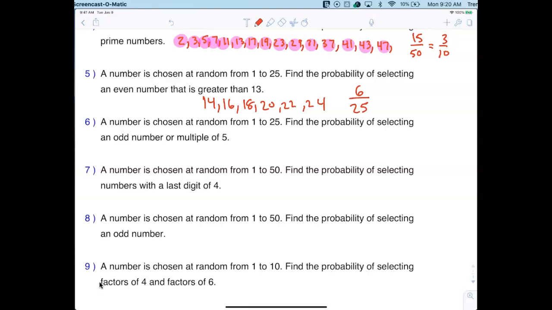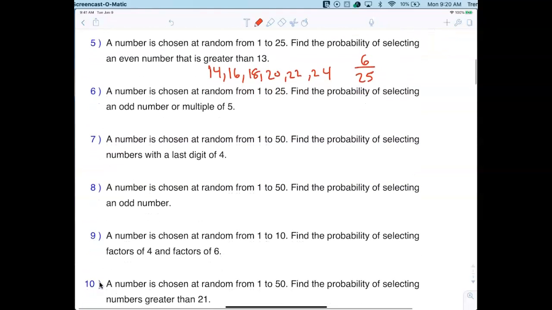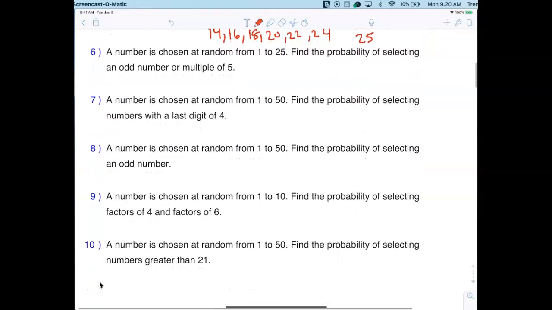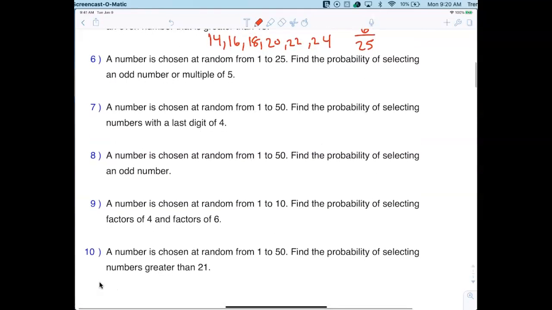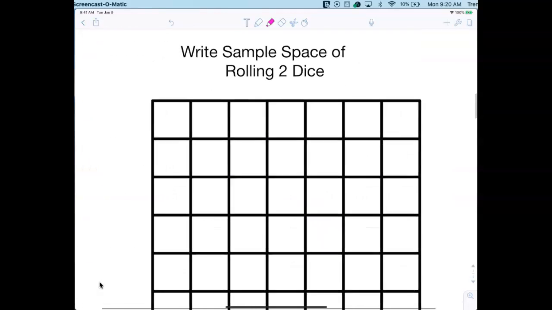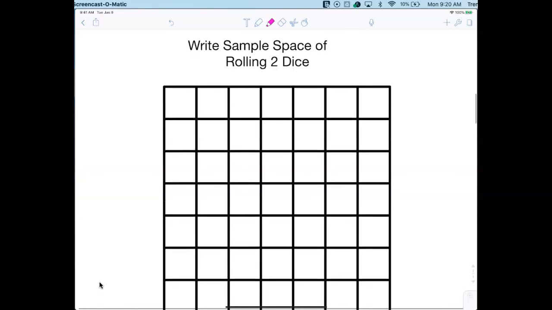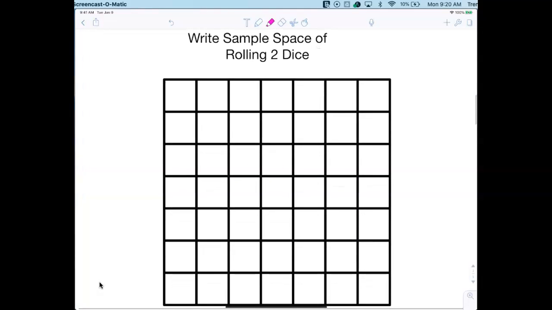Now, in the interest of time, this is what I want you to try on your own tonight. See if you can answer 6, 7, 8, 9, and 10. If I have more time, I'm going to come back and do it, but I want to move ahead. We've got a shorter class today. So now I need you to write the sample space of rolling 2 dice.